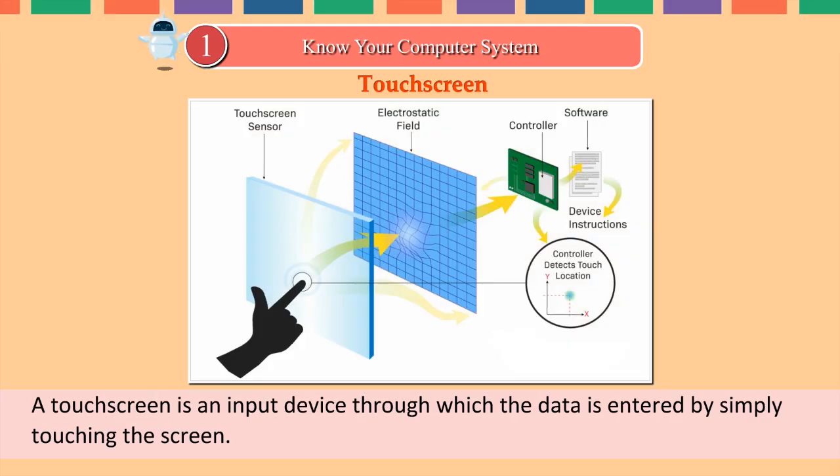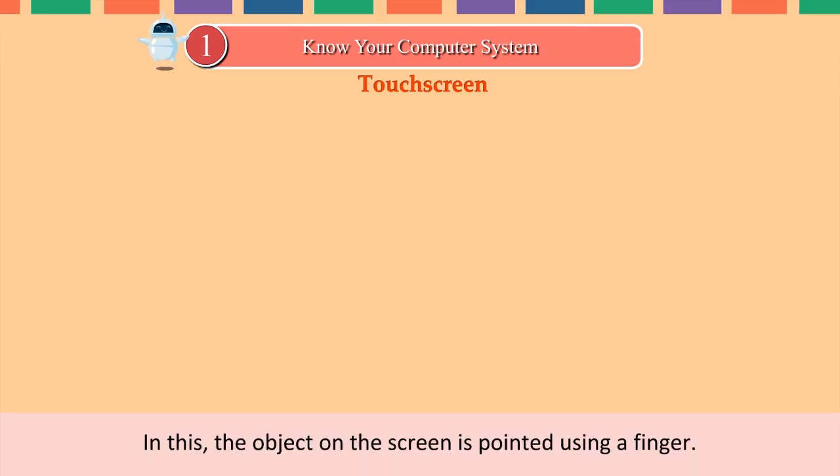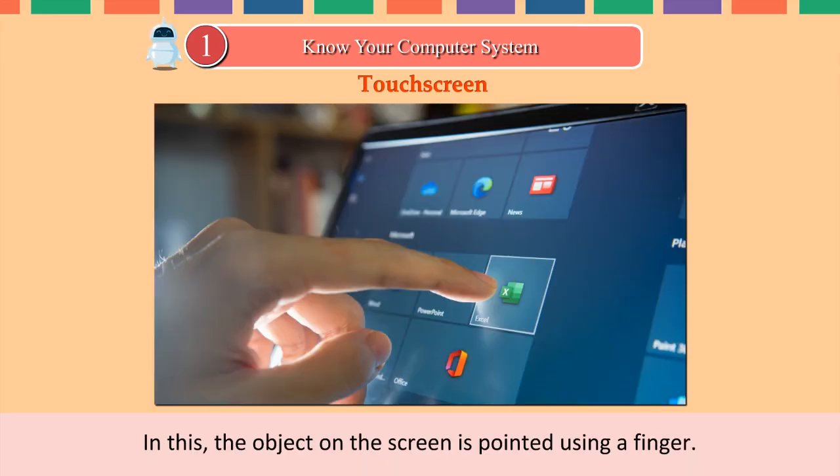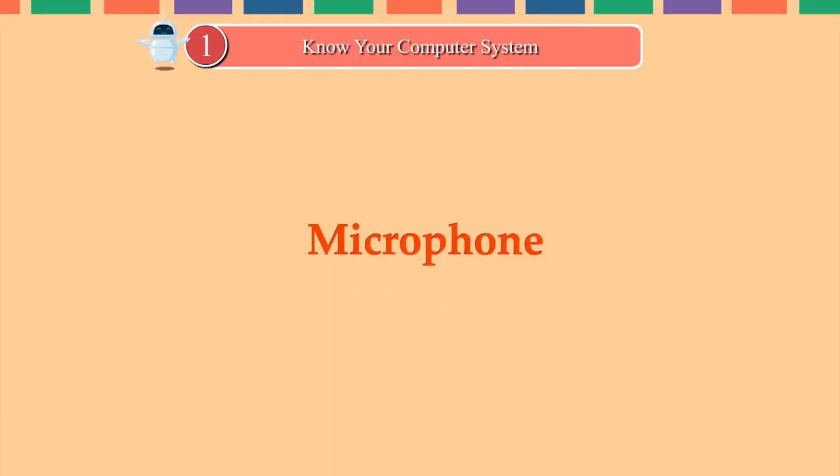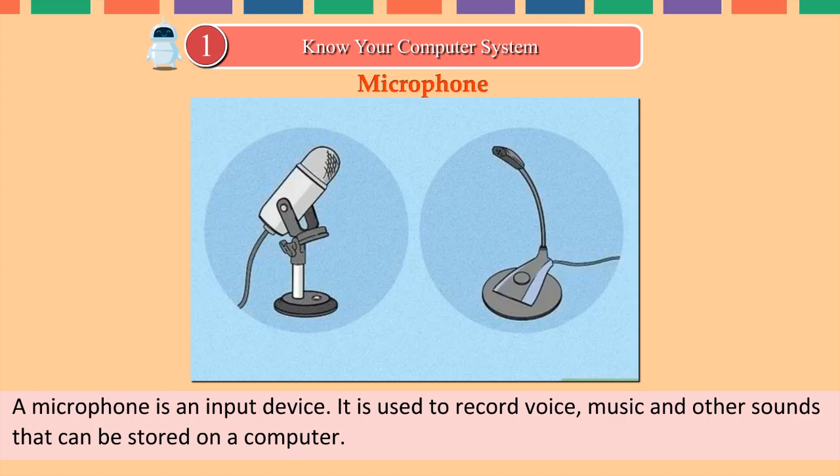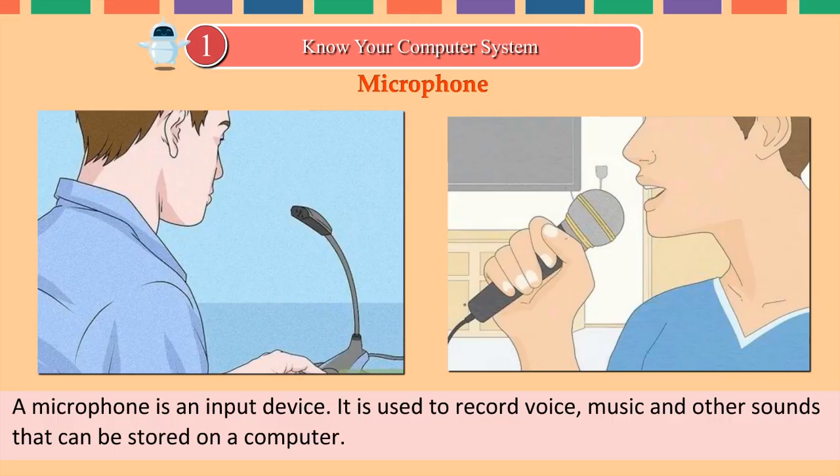Touchscreen. A touchscreen is an input device through which the data is entered by simply touching the screen. In this, the object on the screen is pointed using a finger. Microphone. A microphone is an input device. It is used to record voice, music and other sounds that can be stored on a computer.